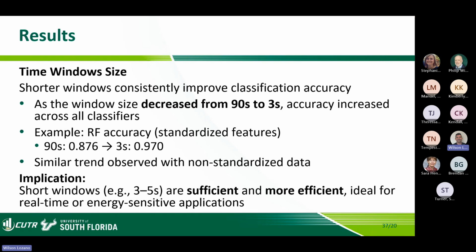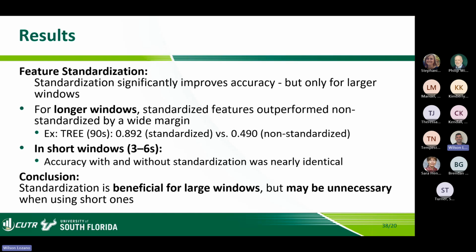A similar trend was observed with non-standardized data for most of the models. The implication of these results is that short time frame windows, between 3 and 5 seconds, are sufficient and more efficient, ideal for real-time or energy-sensitive applications, at least related to passenger and driver classification.